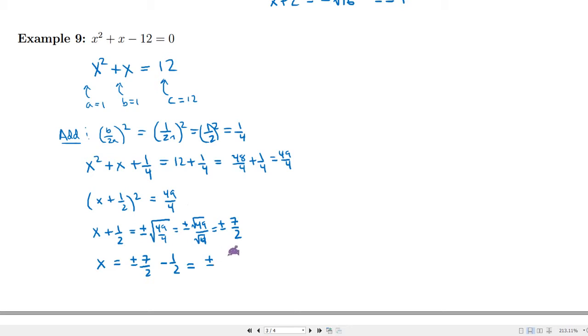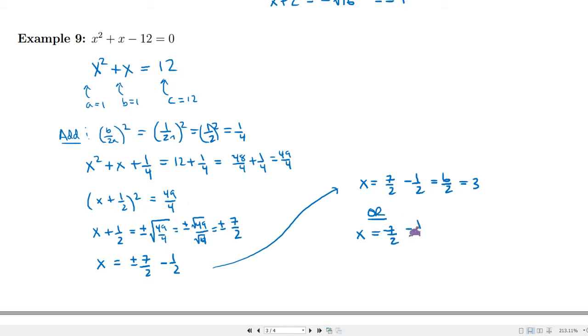Well, you know what, let me write those separately actually. So then what do we have? We have x is 7 over 2 minus a half, which is 6 over 2, so that's 3, or x is minus 7 over 2 minus a half, which is minus 8 over 2, which should be minus 4. And those are our two solutions.